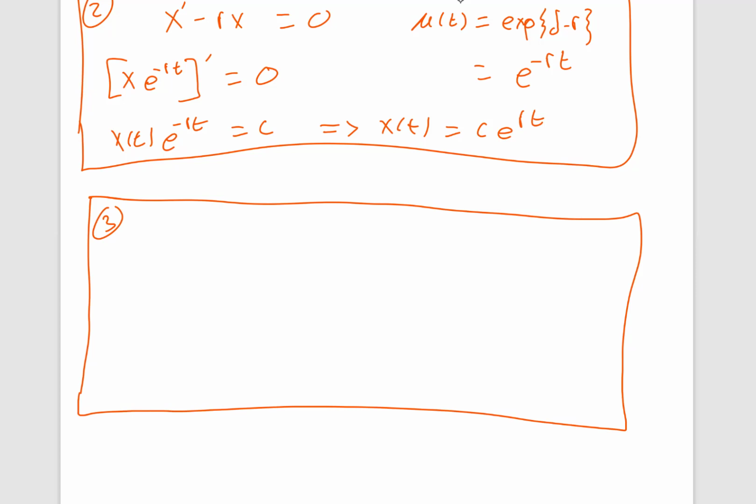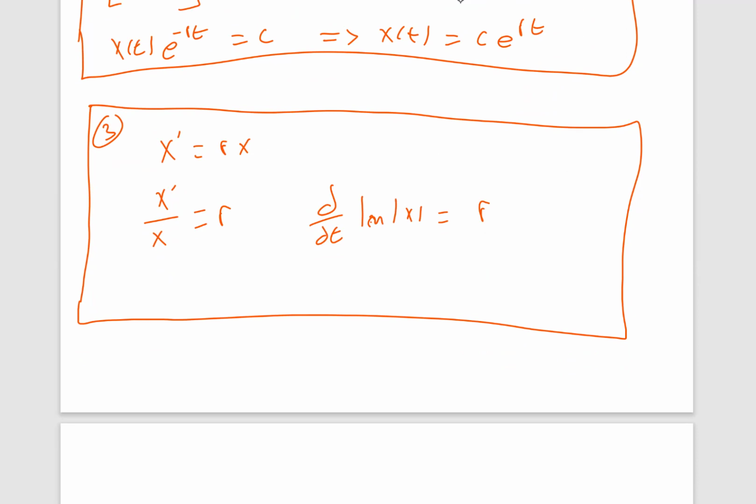Okay, finally, the other method that I'm going to look at: x prime is equal to rx. Well, this is a separable equation. We've got x prime over x is equal to r. Okay, the left-hand side is equal to the derivative with respect to t of the natural log of the absolute value of x. This is equal to r. We take the antiderivative of both sides. We have the natural log of the absolute value of x is equal to rt plus c.